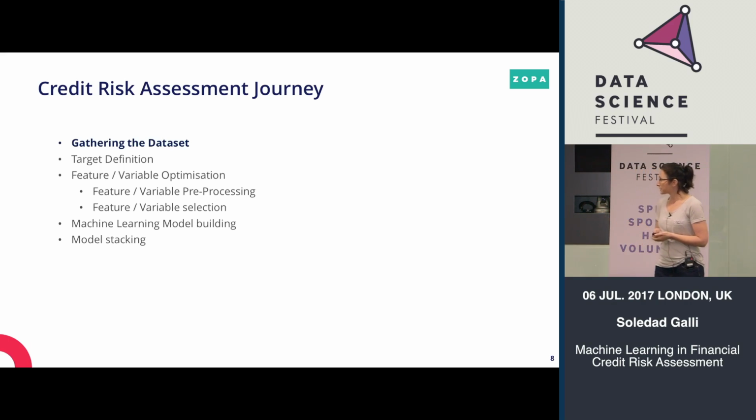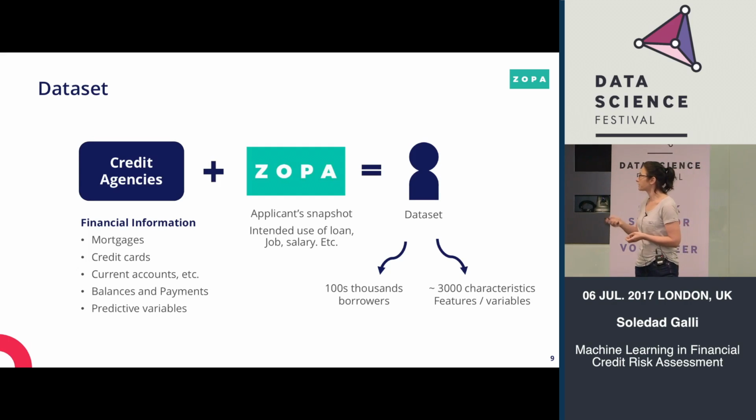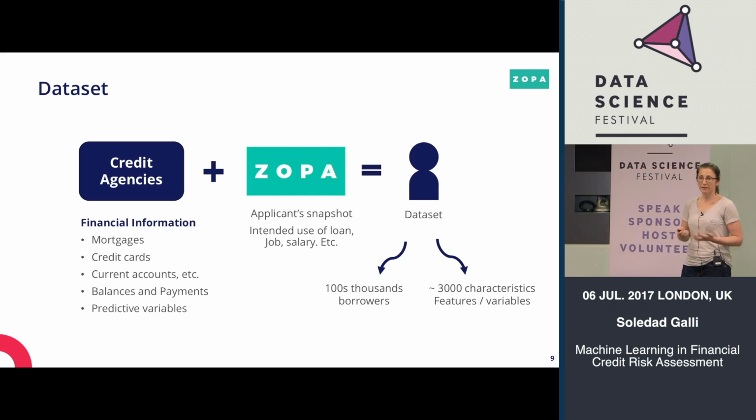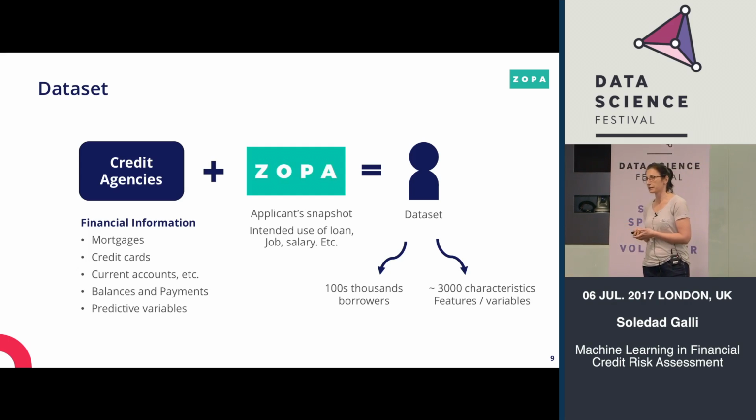So the first thing, as I said, is to gather the data set, to learn about our borrowers. So how can we gather a data set? Where do we get it from? So Zopa, as many other financial institutions, get the information from credit agencies. Credit agencies are institutions that gather and store information about financial items of a variety of people. And basically they have information on as many credit items as you can imagine.